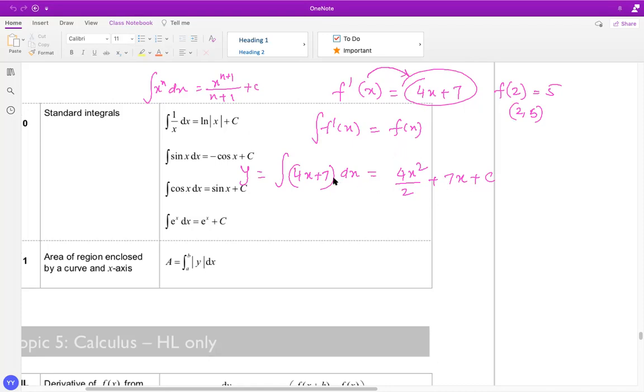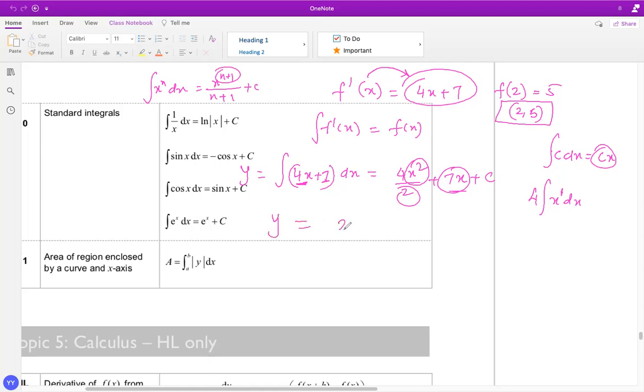So now our next step, I just remind you here that I use the property like I could take 4 common, then x, here it is x to the power 1. So it becomes x to the power 1 plus 1, which is x to the power 2 over 2, plus 7 times x. If you have a constant, say c, the integration is cx. So the integration of 7 is going to be 7x, and plus c. So why has this point 2 comma 5 been given to us? The point 2 comma 5 has been given to find out the constant.